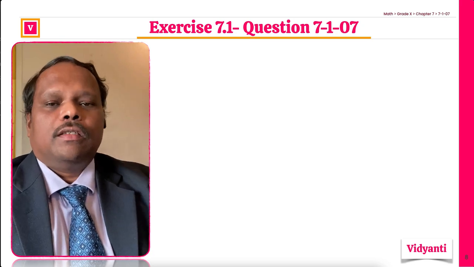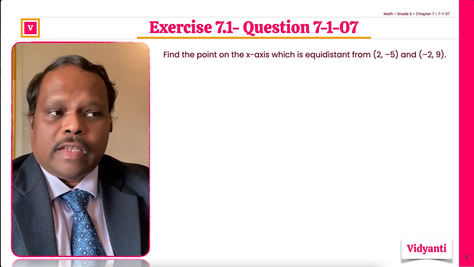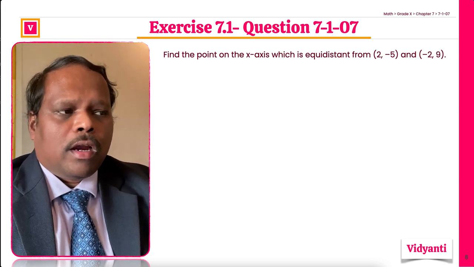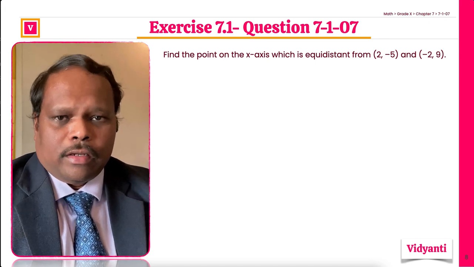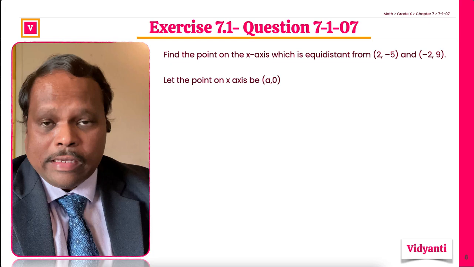Let's see the next question in this exercise, question 717. Find the point on the x-axis which is equidistant from two given points, (2, -5) and (-2, 9). Now let's see. First of all, the point is given on the x-axis.